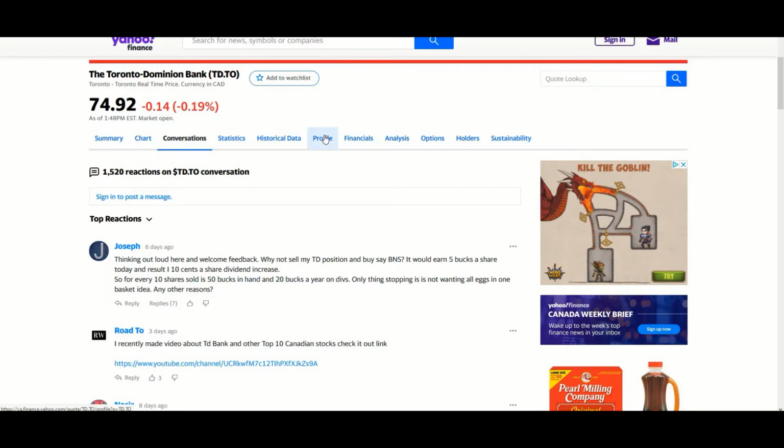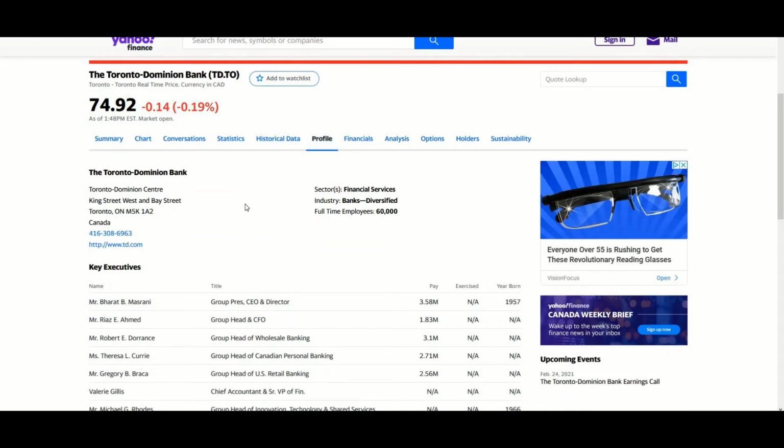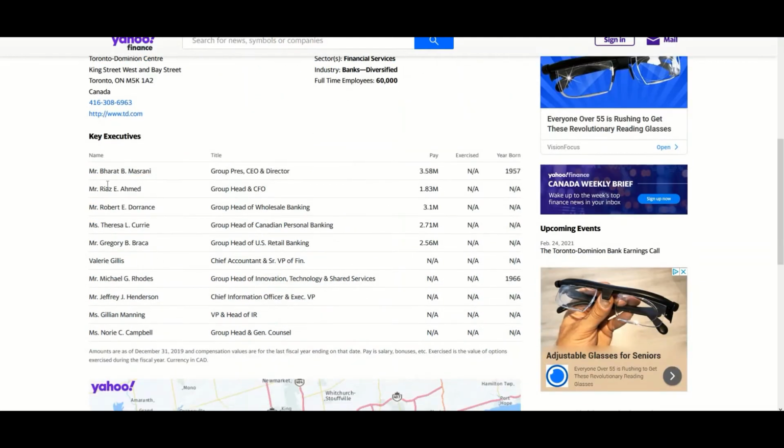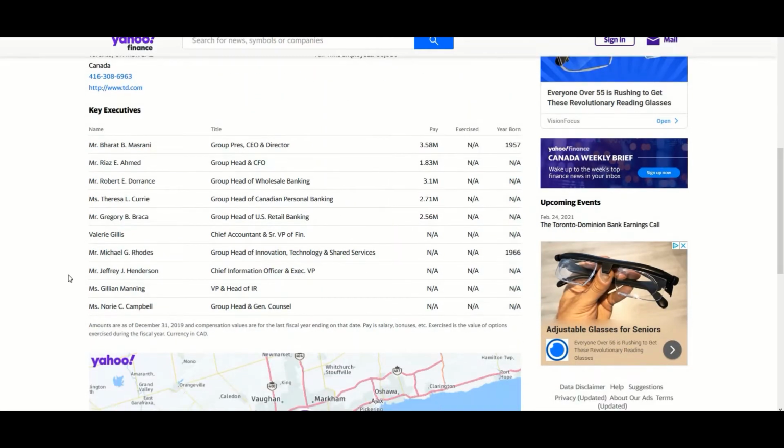If you want to see the company profile or information about the stock, first of all, you click on profile, and then it shows the name, where they are located, and the sector that they deal in, which is financial services. Industry, it's a bank, and it's diversified. Full-time employees, they have 60,000. Below that it says key executives, who the CEO is and how much they are getting paid.